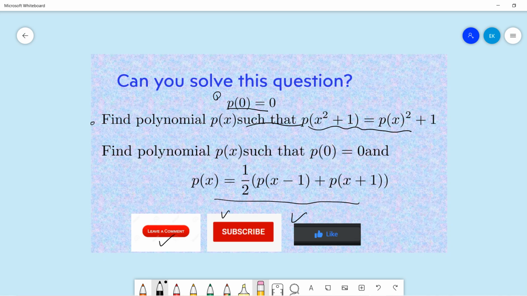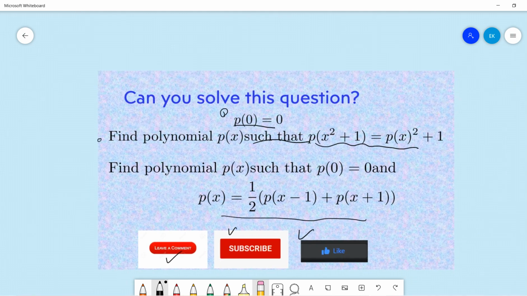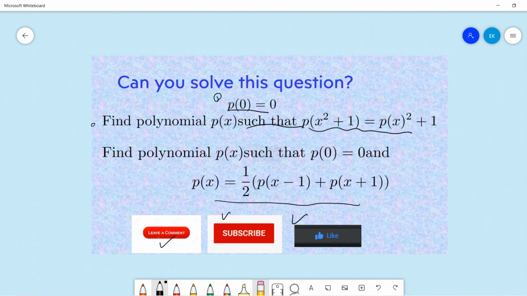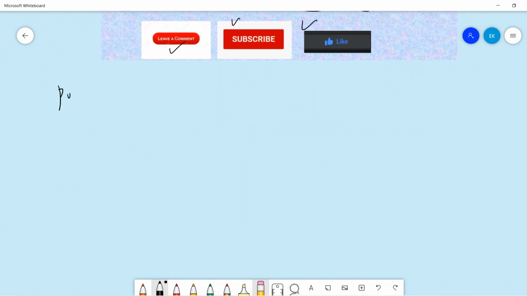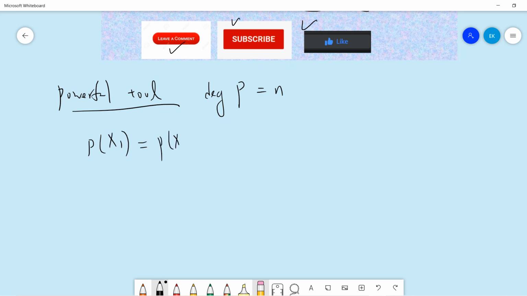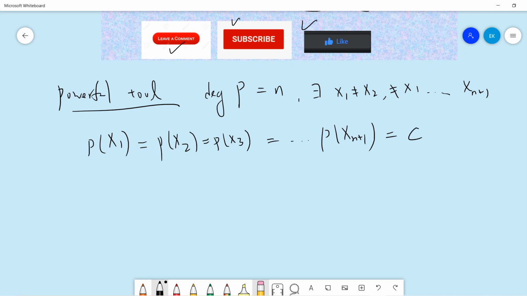But there's a very powerful tool that I want to mention to solve this type of problem. Suppose you have a polynomial of degree n, and you have n plus 1 different points x1 up to x n plus 1, with p of x1 equal to p of x2, up to p of x n plus 1, all the same number c. Then you can guarantee that p of x equals c.